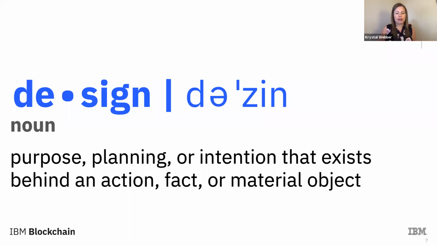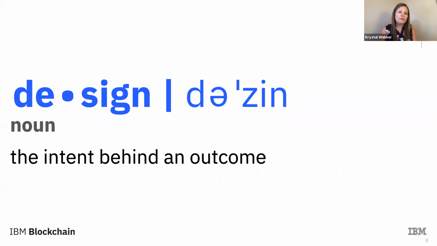So I'm going to start by talking a little bit about the term design. We are, I would say, at peak design in the enterprise right now. It's a hot topic in a lot of circles. But the reality is that design means a lot of different things to a lot of different people. In fact, our clients are often surprised when we share with them the dictionary definition of design, which is the purpose, planning, or intention that exists behind an action, fact, or material object. And when we shorten that at IBM, we like to say design is about the intent behind an outcome. And this is really, really critical to the way that we approach all of the work that we do with our clients and all of the blockchain networks that we intend to take to scale.